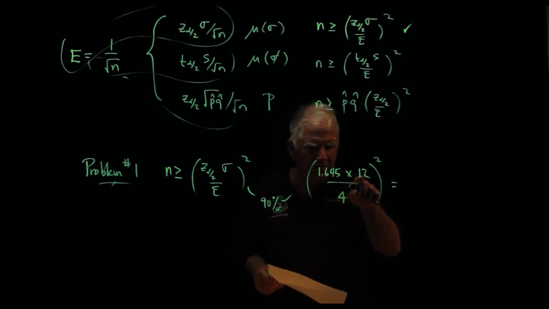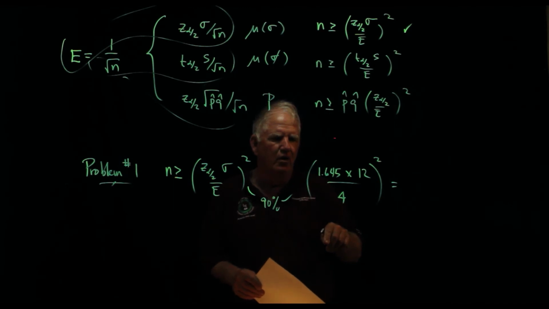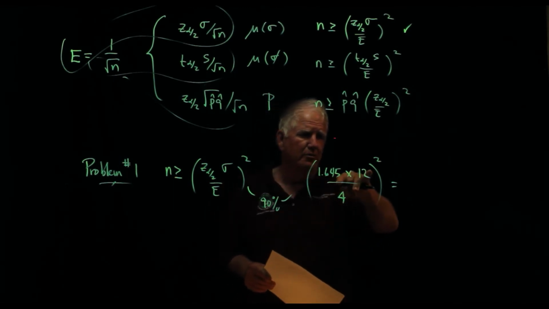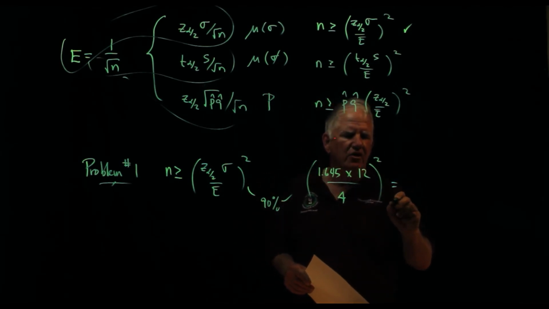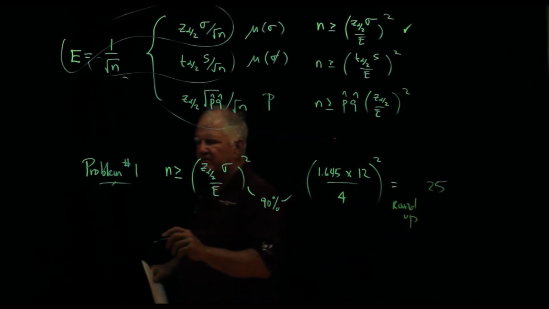You can sort of see this. 4 into 12 is 3. 3 times 1.6 is 4.8, and a little bit of change will probably be 4.9. 4.9 squared is just a little bit short of 25. When you round up, you'll get 25. Let's do the same thing for problem 2.